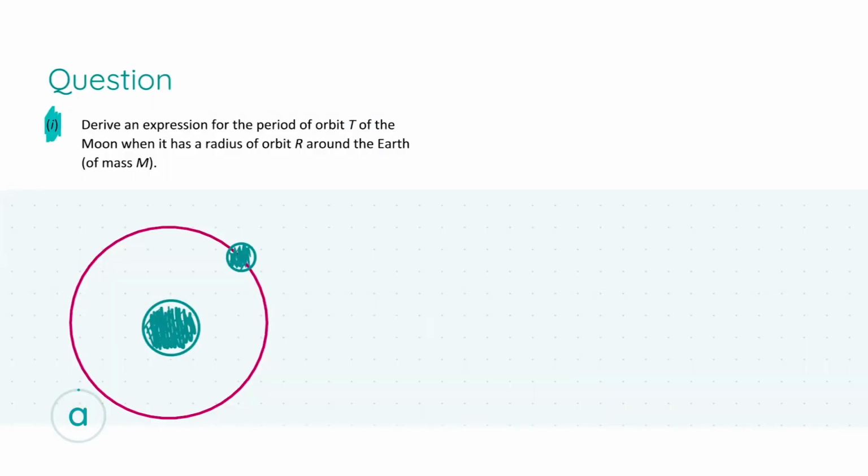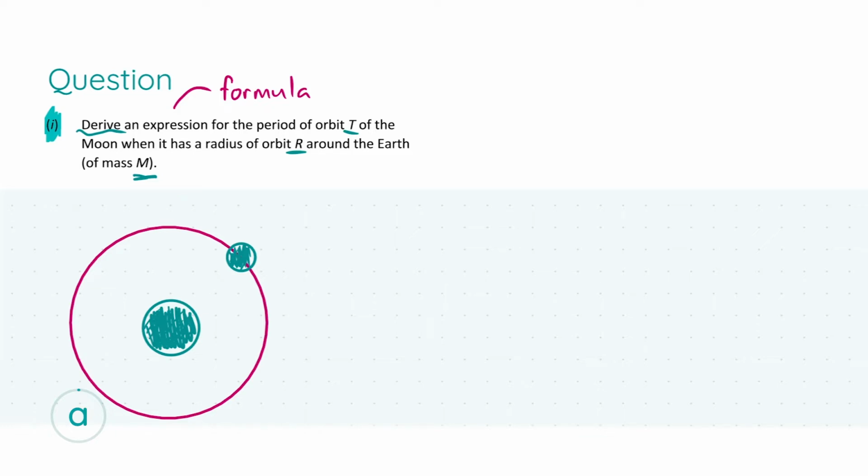In part I, we are asked to derive an expression for the period of orbit T of the moon when it has a radius of orbit r around the Earth. We're also told here that the mass of the Earth in this case is given by M. Whenever you see a question like this and it asks you to derive an expression, it basically is looking for a final answer that looks like a formula. And it tends to be a formula that you know very well.